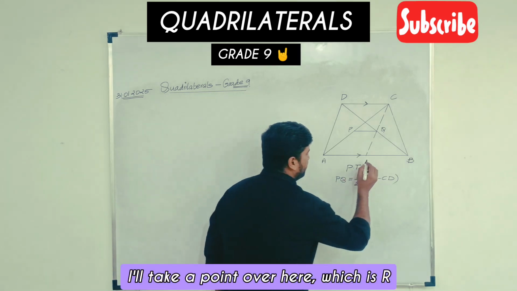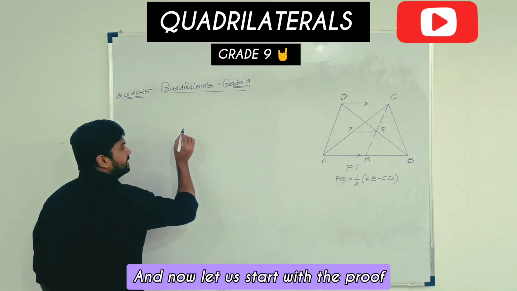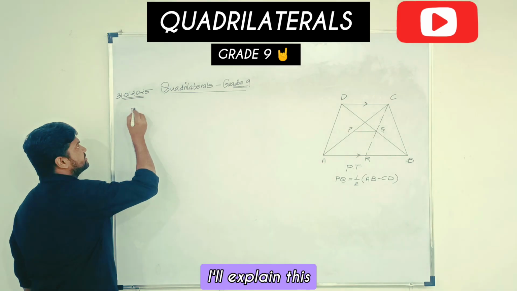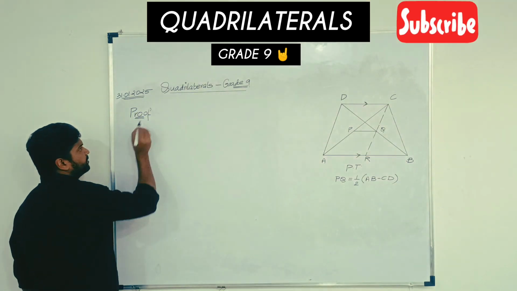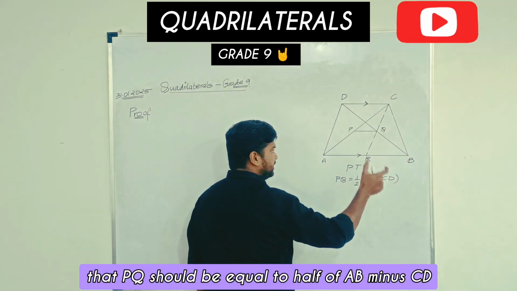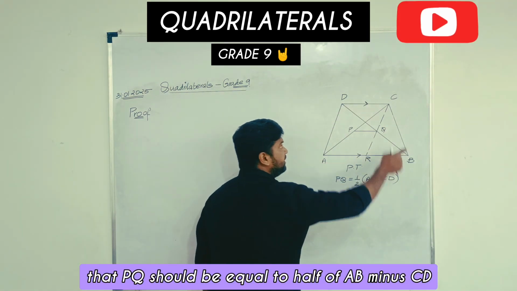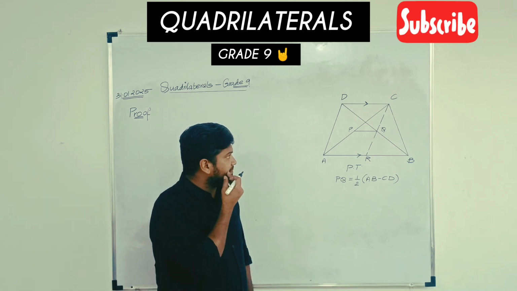So what I'll do, I'll take a point over here, which is R. Okay, and now let us start with the proof. I'll explain this very well to you. Okay, listen. What do we have to prove? That PQ should be equal to half of AB minus CD. This is what I need to prove. How will I do this?